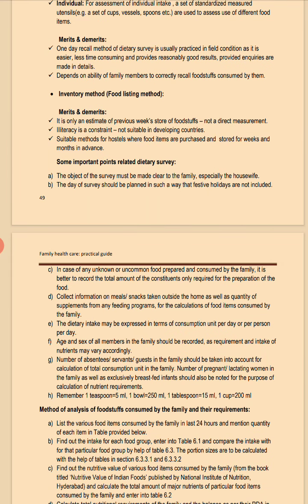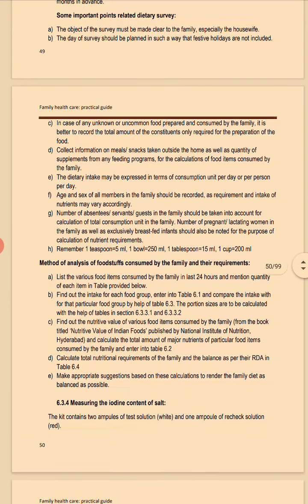So let us come to the method of analysis of foodstuffs consumed by the family and their requirements. You will need 2 books for this, and both are ICMR books and both are extremely useful. First is Nutritive Value of Indian Foods by NIN of ICMR. The second is Dietary Guidelines for Indians, again by NIN ICMR. Also, you need to measure the iodine content of the food by the iodine testing kit, the spot iodine testing kit.